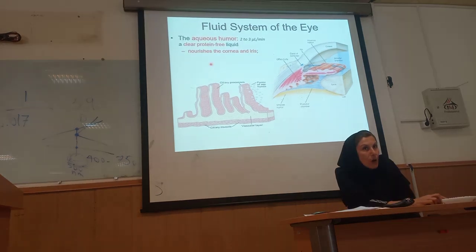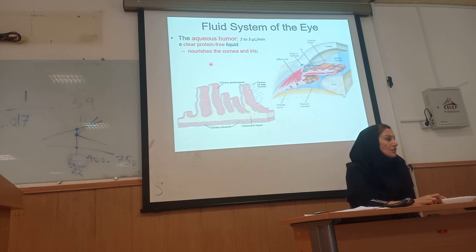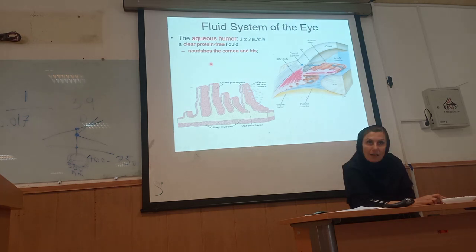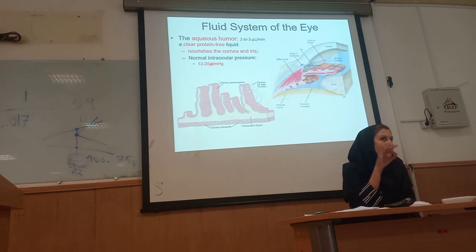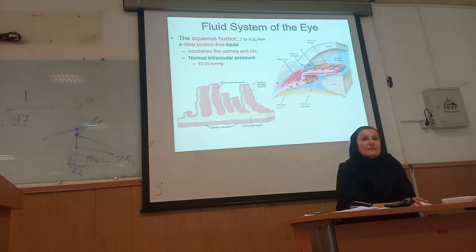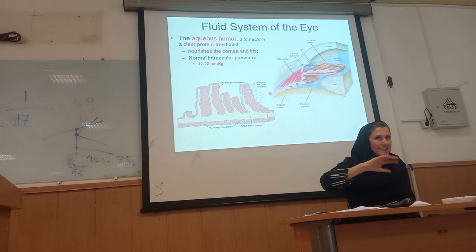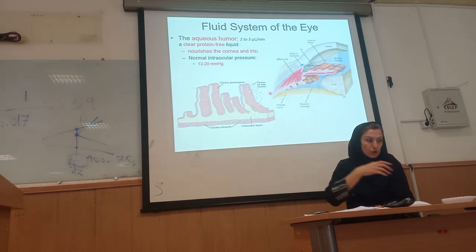Because here there are no blood vessels, and here it should be transparent, so they are secreted for nourishment of the cornea and iris. And because of this liquid here, there is some pressure. Normal intraocular pressure is 12 to 20 millimeters Hg, something like our capillary bed in other tissue.